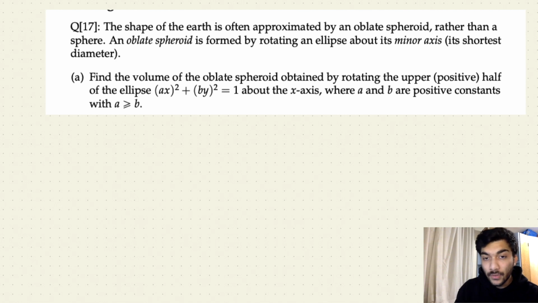You might also know that in the case of ellipses we have a minor axis and a major axis. The minor axis is the one with the shortest diameter. The major axis is the one which has the largest diameter, right?